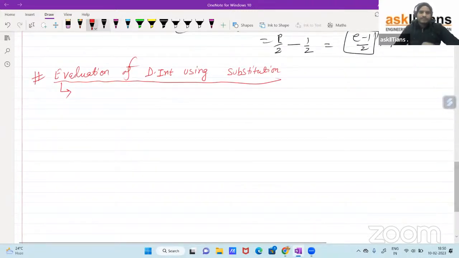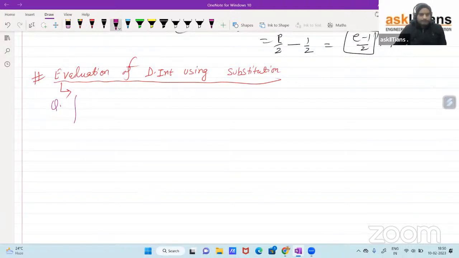For example, let's do one question. The question is the integration of x divided by x square plus 1, from 0 to 1, dx. It's a very simple question. So what you are doing? First, you have to calculate the indefinite integral. So x square plus 1 equal to t. Substitute it. So 2x into dx is equal to dt.